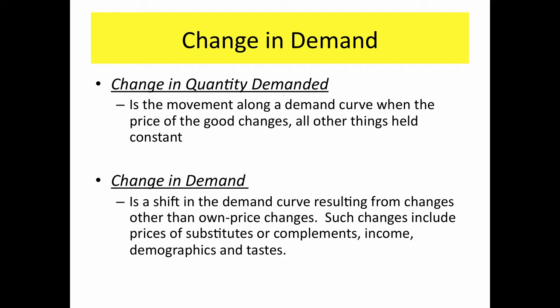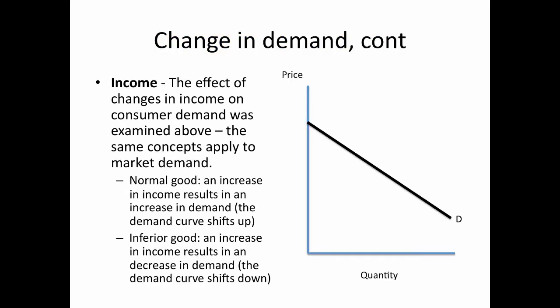Such other changes include a change in the price of a substitute or a complement, a change in income, or a change in demographics and tastes and preferences. Now, let's illustrate some of these concepts, and let's start with income. We talked about the impact of a change in income in the context of a demand curve in the previous video, but I want to recap those points and also illustrate the fact that what happened at that individual level also happens at the market level.